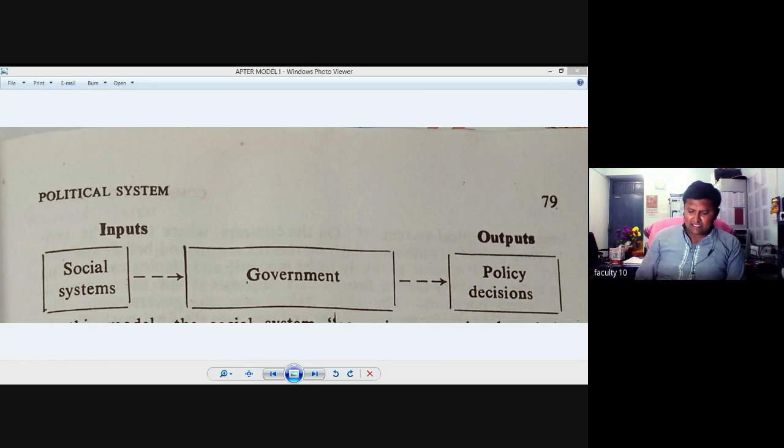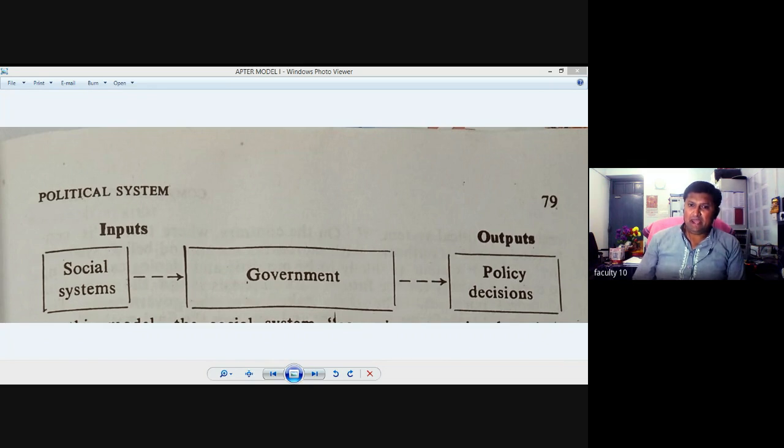So the political system and its success in a democratic setup depends on the effectiveness of the link between the society and government. So the political system in a democratic setup always tries to establish the link between the society and the government. So here Easton is saying the society is an independent variable, the government is a dependent variable. So here you can see the government is dependent on the society. The government is for the society.